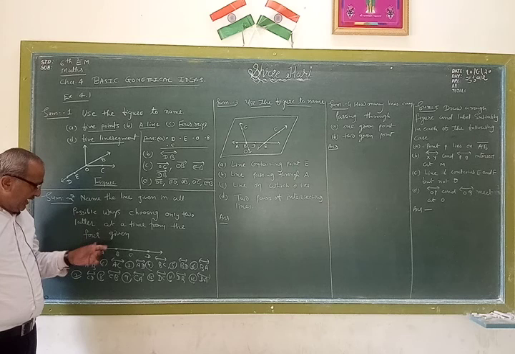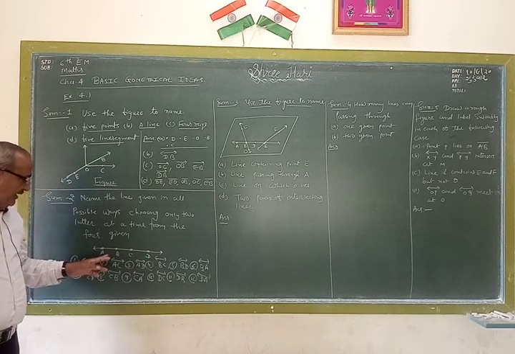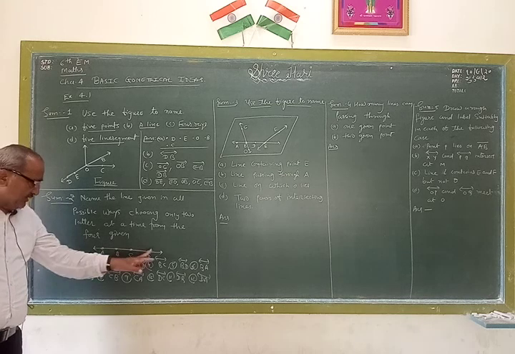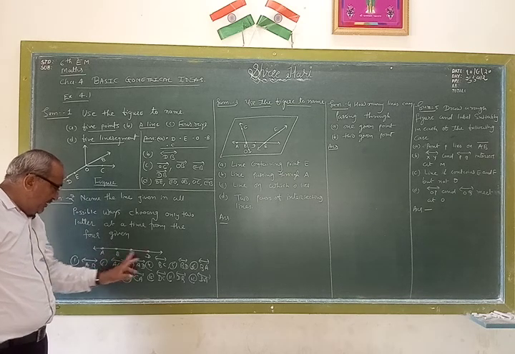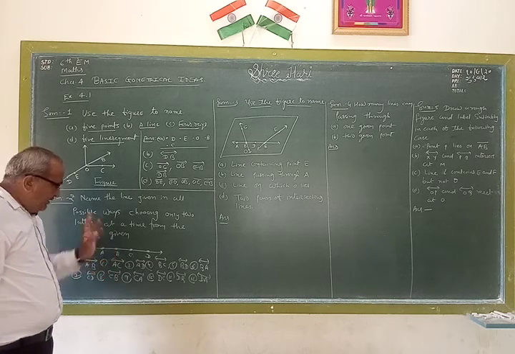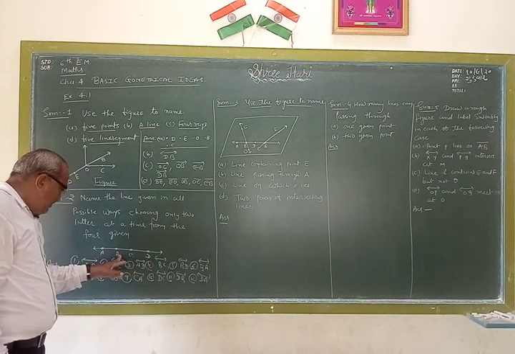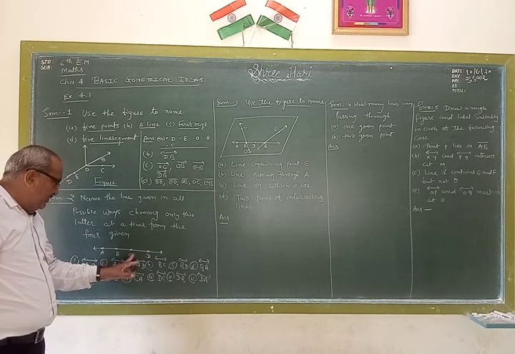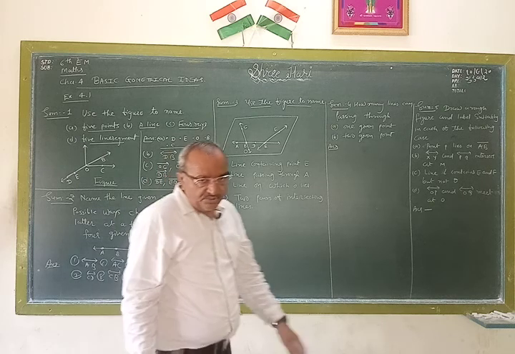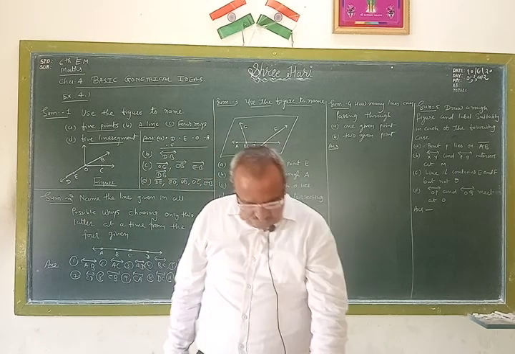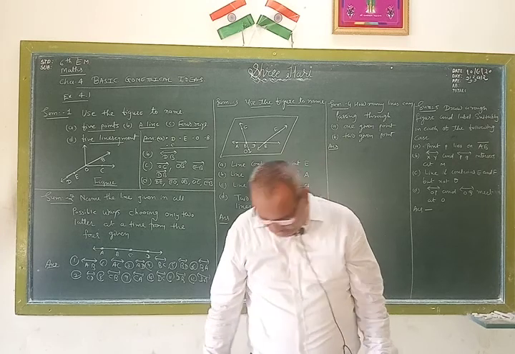Once again, line AB, line AC, line AD with the help of point A, 3 lines like this. With the help of point B, line BC, line BD and line BA. With the help of point C, CD, CB and CA, and with D, DC, DB and DA. So there are 12 possible lines with the help of this figure.